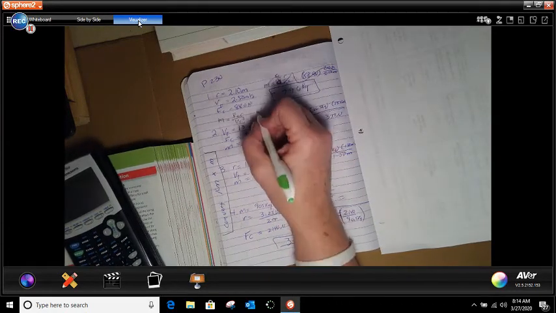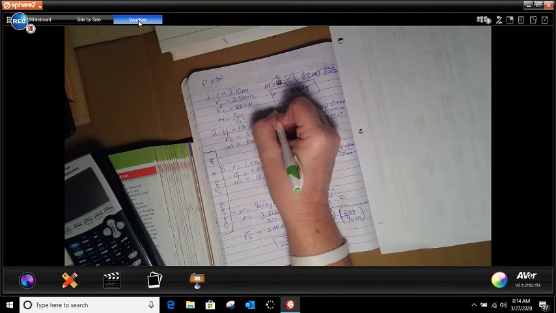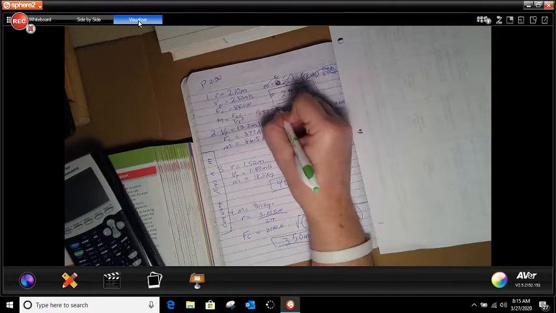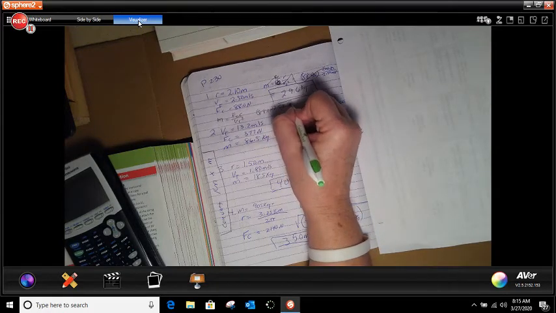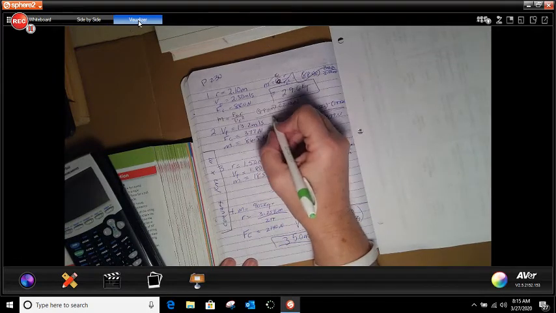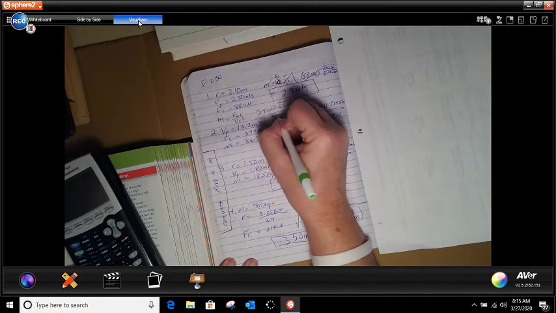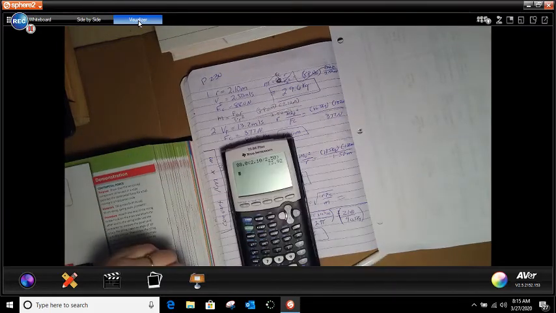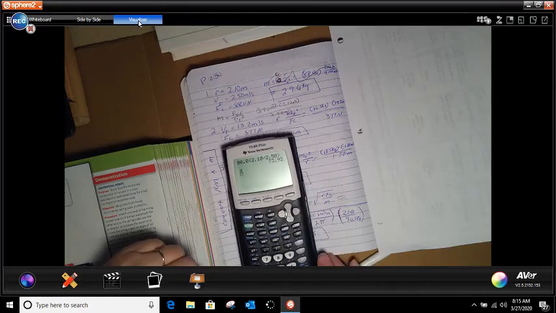So FC is 88.0 newtons, right? We're going to times that by our radius, which is 2.10. And I'm going to divide that by my velocity squared. And that's going to be 2.50 meters per second. So let's see what I get this time. Alpha y enter.